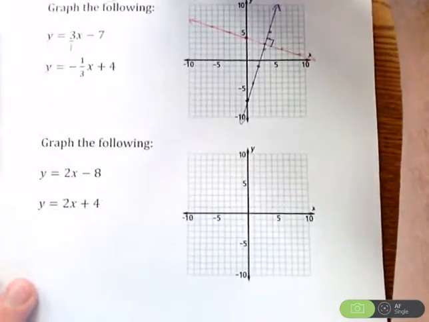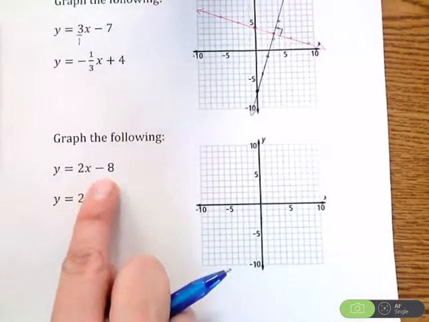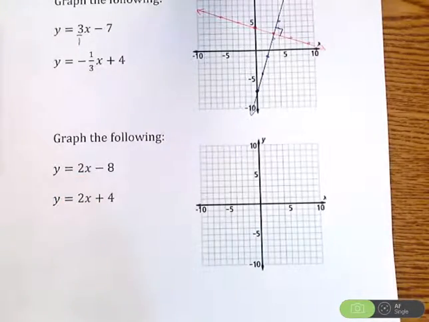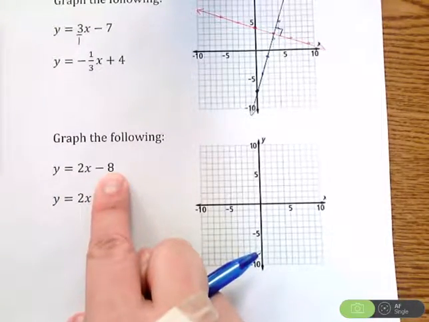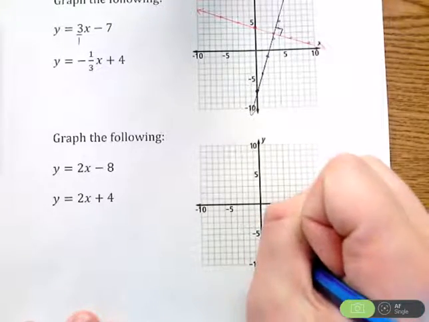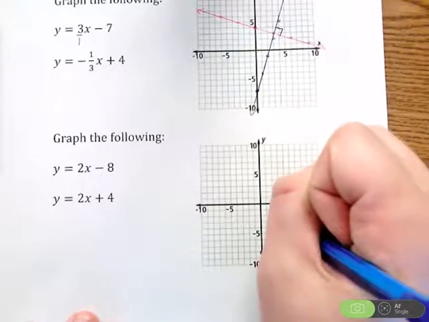Here's what parallel lines look like. So I have y equals 2x minus 8, y equals 2x plus 4. Notice the slopes are the same. So I'm going to real quickly graph this so you can see what this looks like. Y-intercept at negative 8, slope of 2. So here we are at negative 8, up 2 over 1, up 2 over 1.